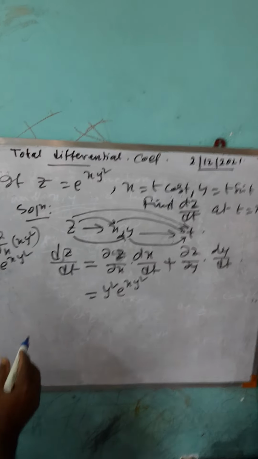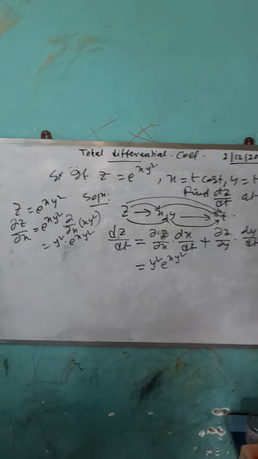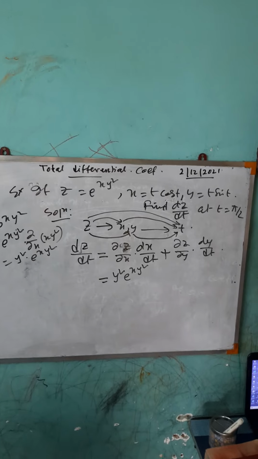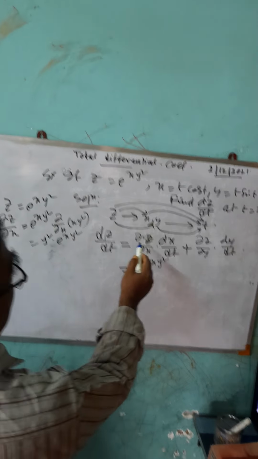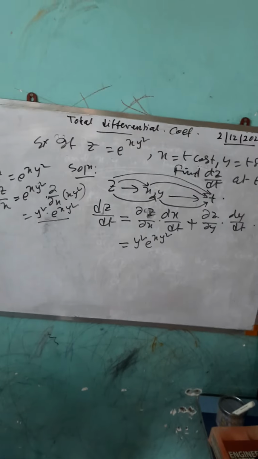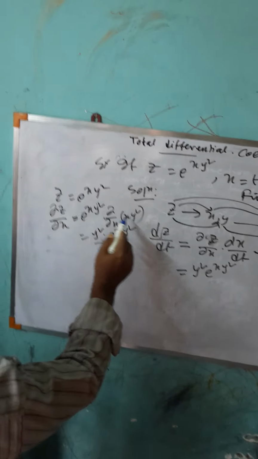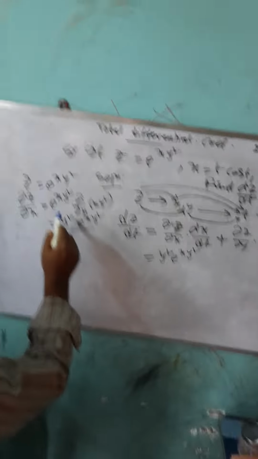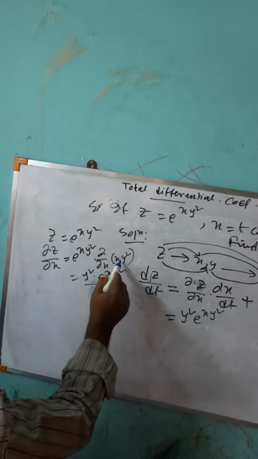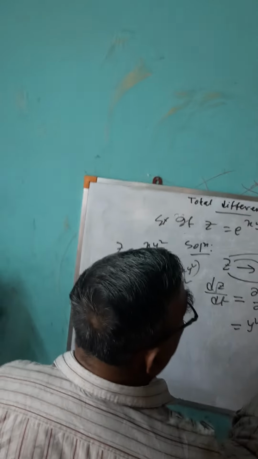Okay, so this is ∂z/∂x. Now you can see it. Understand how it is y square e to the power x y square: we are differentiating with respect to x, with y constant, so it is e to the power of the function times ∂/∂x of x y square, that is y square, because y is constant with respect to x. Now, what is dx/dt?